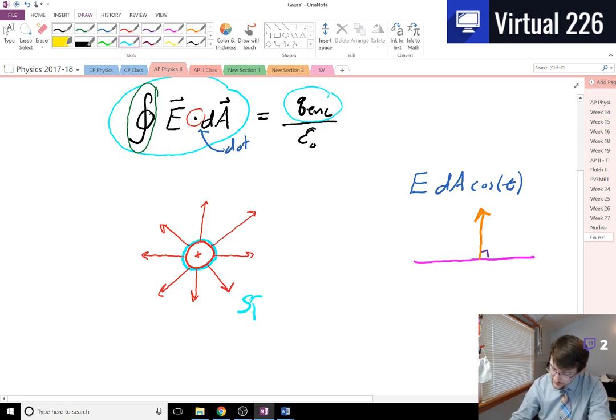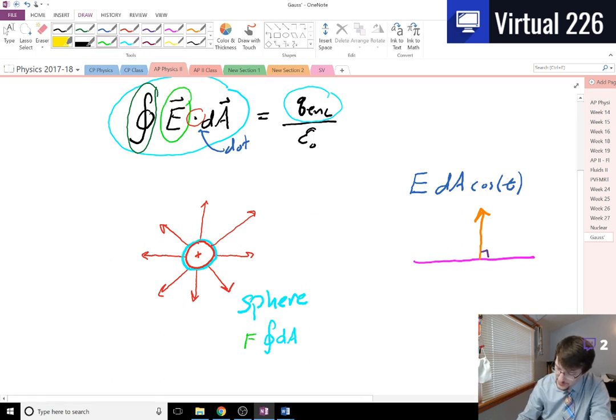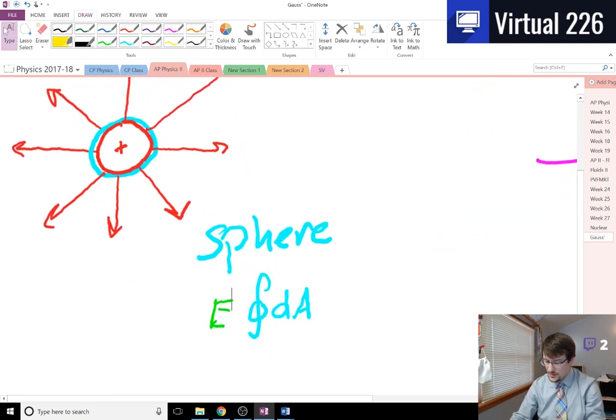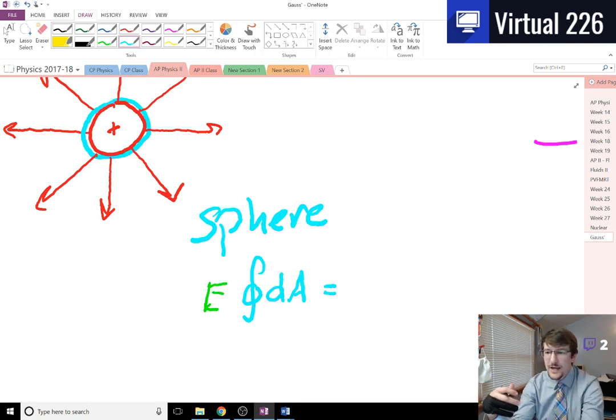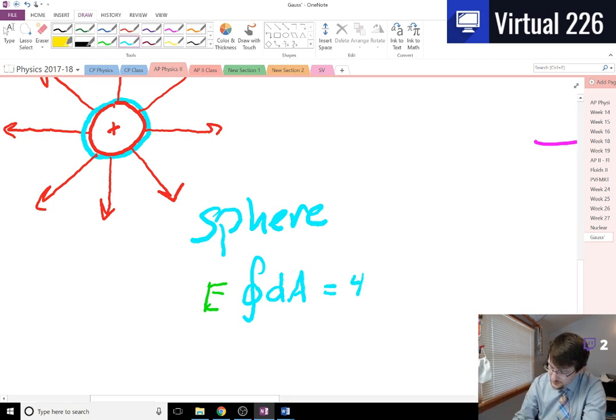Since I used a sphere, whenever I take this closed surface integral of dA, since this electric field is constant, I can pull it to the outside if you're familiar with integrals. Since I'm just integrating dA, or finding the surface area of a sphere, I don't need to do any crazy math here. We know the surface area of a sphere. It's just a known fact. It's just 4 pi r squared.